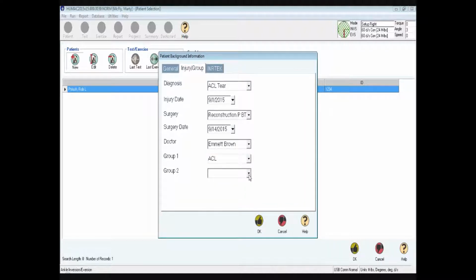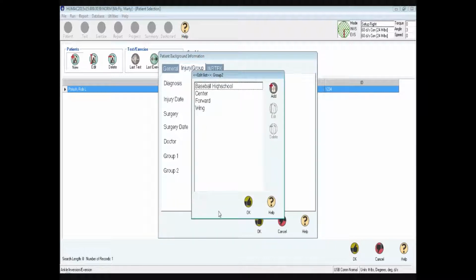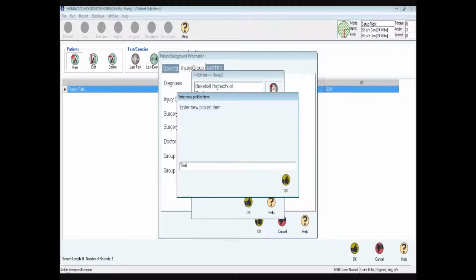And now let's give them a subgroup. So let's edit the list. In the subgroup, I use examples like soccer high school, soccer professional, baseball high school, baseball professional. But let's make our subgroup for this patient time traveler.